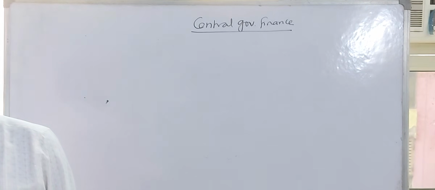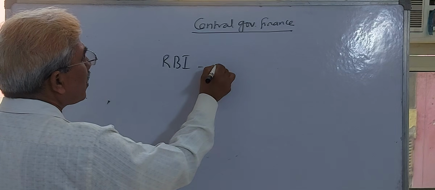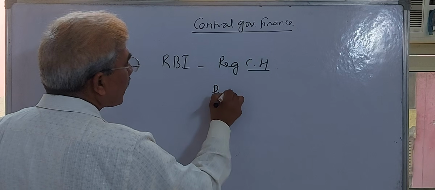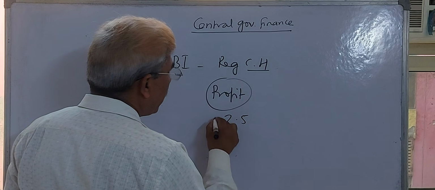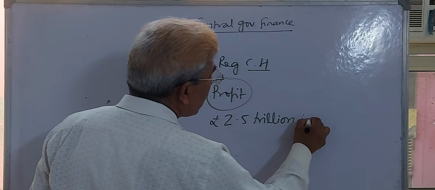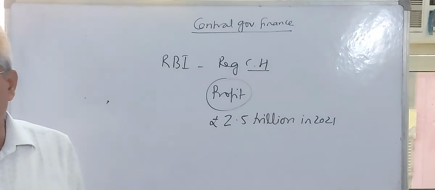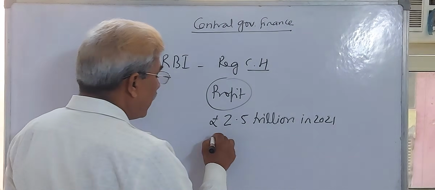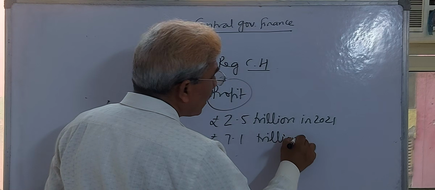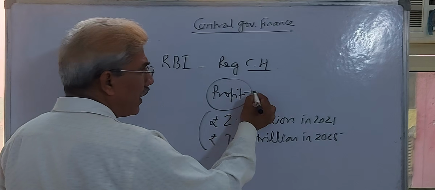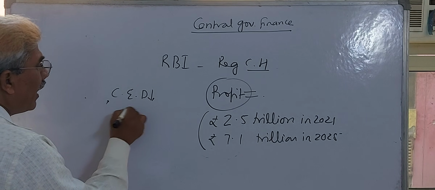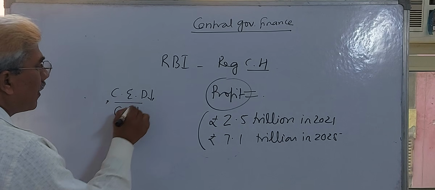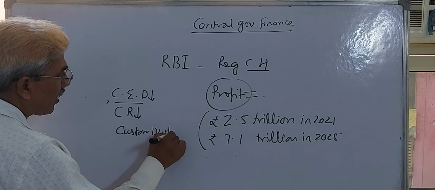If I give you the RBI data, RBI is giving the data that registered corporate houses' profit increased from 2.5 trillion rupees in 2021 to 7.1 trillion rupees in 2025. This is the profit rate of corporate houses, because of which one? Central excise duty reduction, as well as corporate rate reduction, as well as this customs duty reduction. I will also give the data.